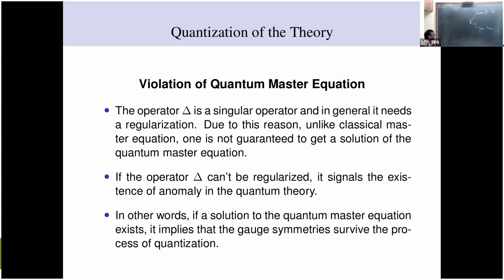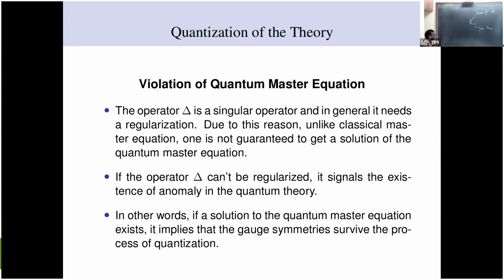Due to this reason, unlike the classical master equation, one is not guaranteed to get a solution of the quantum master equation. Suppose you cannot regularize this delta, then it signals that you have an anomaly in your quantum theory. So your procedure of quantization does not respect your symmetry. In other words, if a solution of the quantum master equation exists, it implies that the gauge symmetry survived the process of quantization.